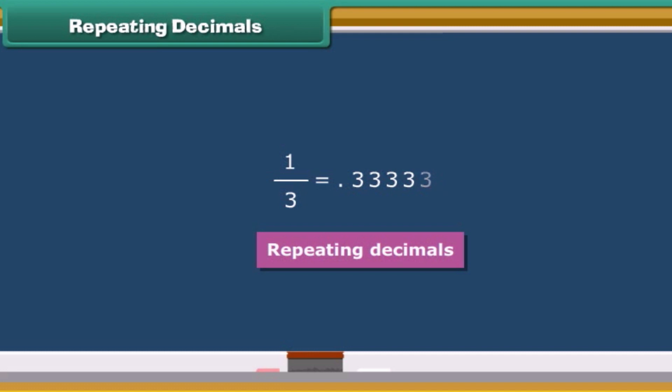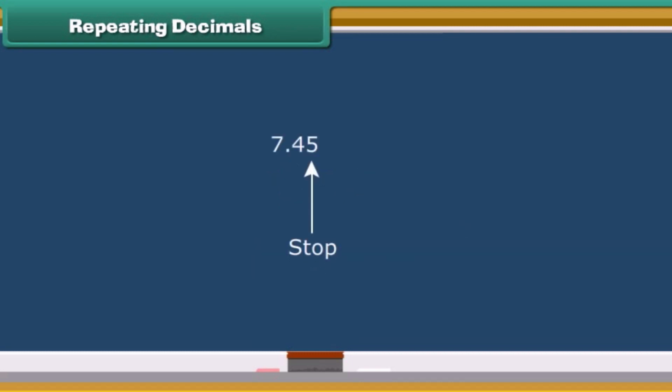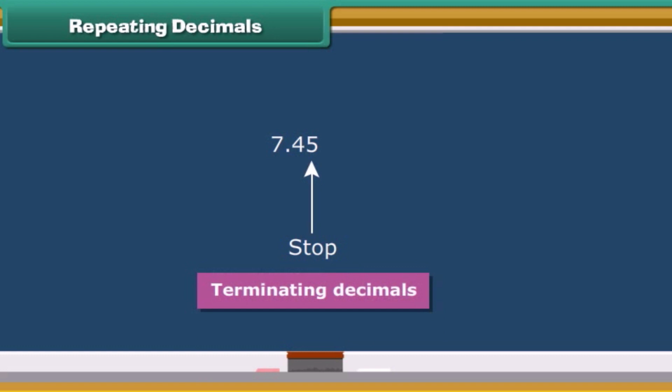You can round off the number to 3/10 or 0.3, but it is more accurate to put a line over the last number. This line indicates that the number keeps on going. And the decimals that stop are called terminating decimals.